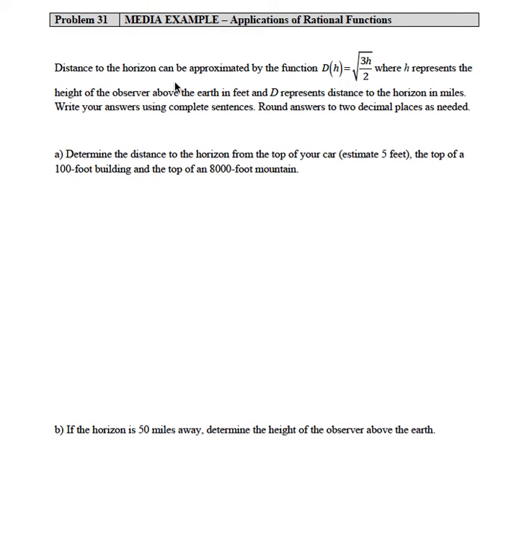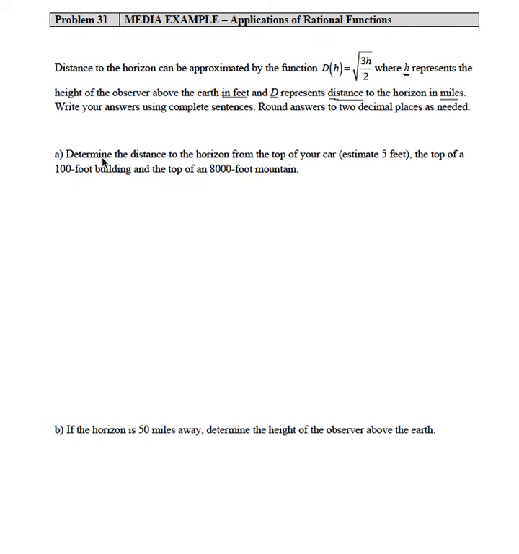We're given an application of rational functions. Distance to the horizon can be approximated by the function d(h) = the square root of 3h over 2. So h is the height of the observer above the earth in feet, how high you are, and d is the distance to the horizon in miles.